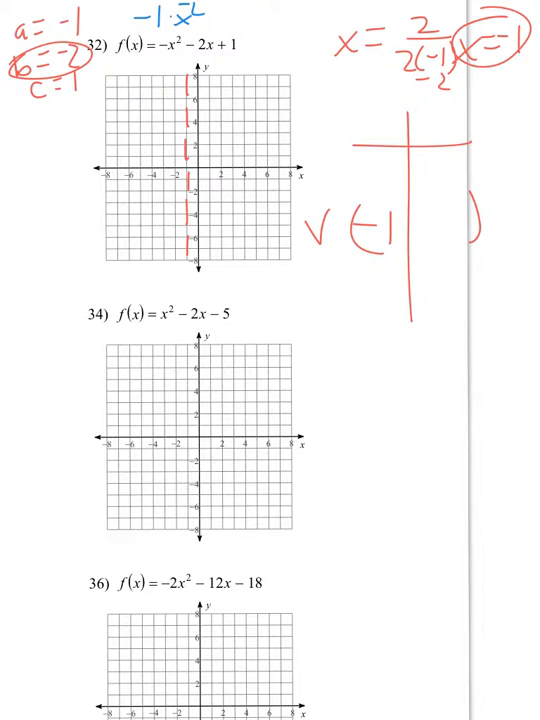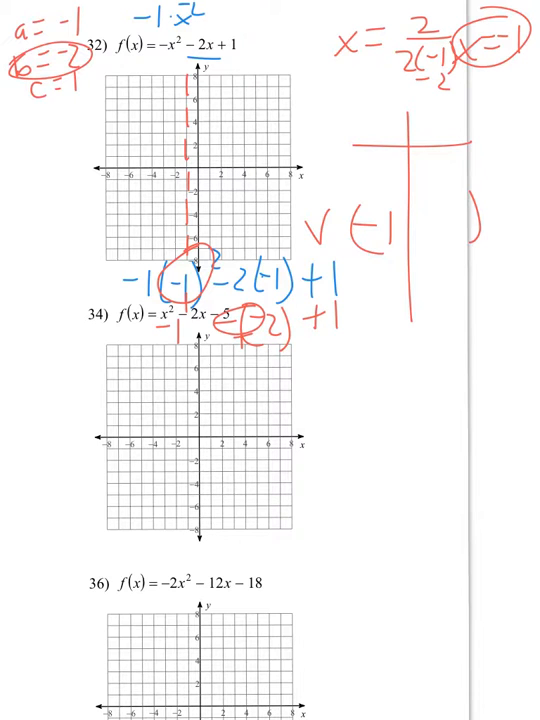Okay, so I'm going to have negative 1 times negative 1 squared minus 2 times negative 1 plus 1. If I do this, this part right here is 1. Negative 1 times 1 will be negative 1. And then it's minus a negative 2 plus 1. Well, this is going to turn into plus 2. So negative 1 plus 2 is 1. 1 plus 1 would equal 2. So at negative 1, we are at 2. So at negative 1, I am right there. Okay, so negative 1, 2.